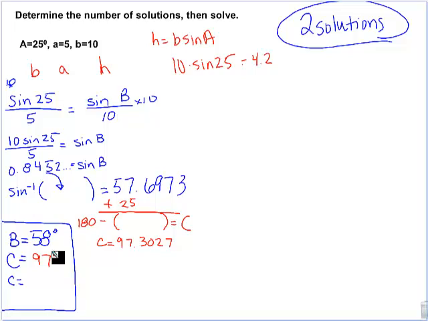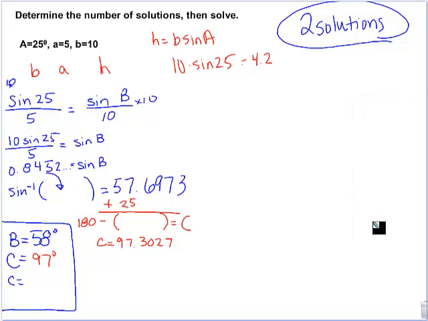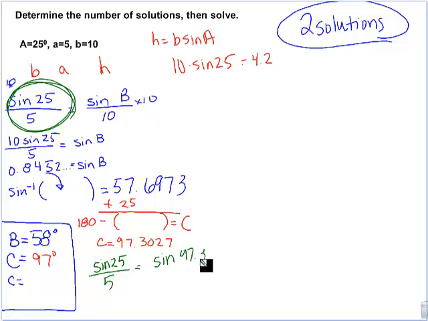Okay, and then how are we going to find our side C now? Yeah, we have to do law of sines. So we would have sine of 25 over 5. When we're given that sine, that's the sine we're going to use for every ratio, because those are the given measurements, is equal to sine of what? C, so that 97.3027 and so on over your side C. So if you left it in your calculator, you can just use it.